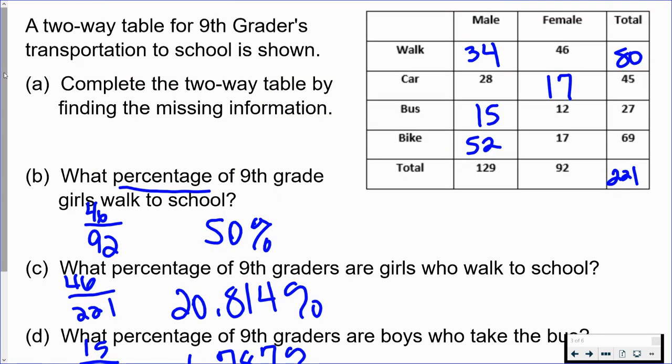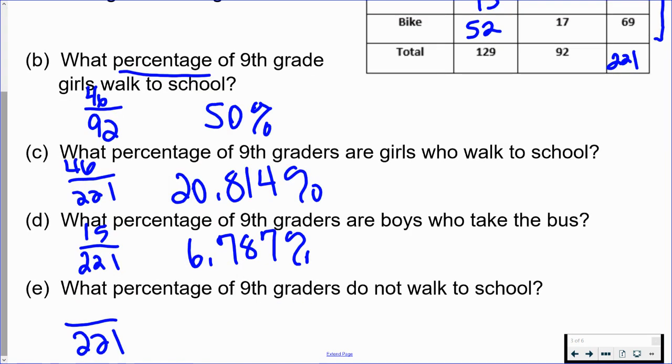Now, there's a couple of things we could do. We can either add up all three of these columns or blocks. Okay, we can add up the totals there for car, bus, and bike, or we could simply take away the number that walk from the total. Okay, 80 people walk, so if we take 221 and we subtract 80, that would be all our non-walkers left. So if we subtract 80 away, that leaves 141.